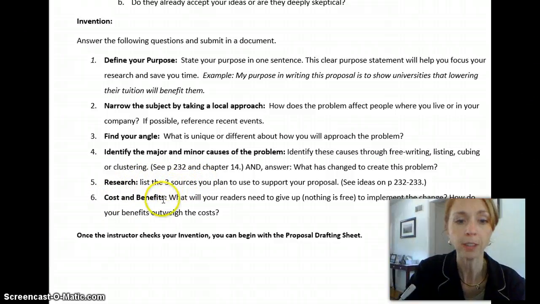And then definitely remember the cost and benefits in your proposal. So back to the example with the napping, what is that going to cost my employer to have people take a 10 to 15 minute nap? It is going to cost something, but hopefully I can show him that the benefits outweigh that cost. So complete this invention. I'll check on it before you begin your final draft.